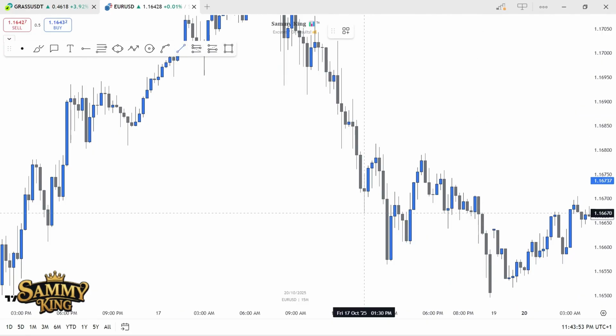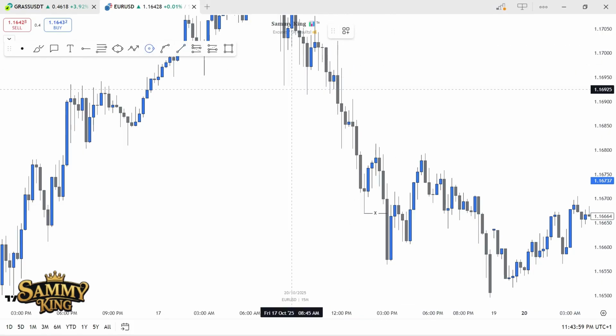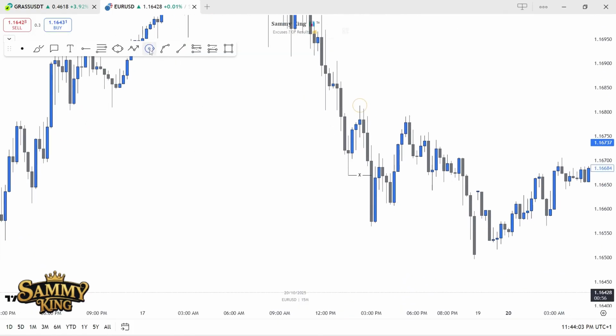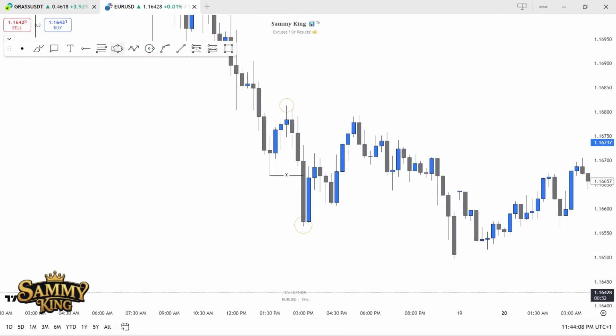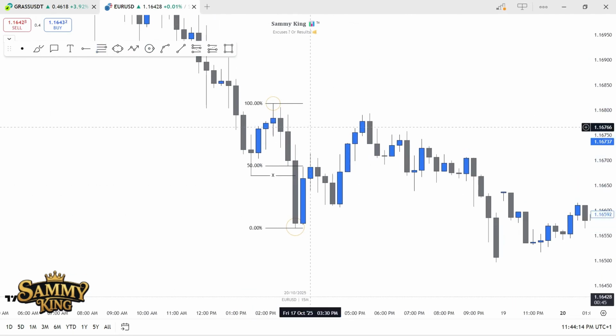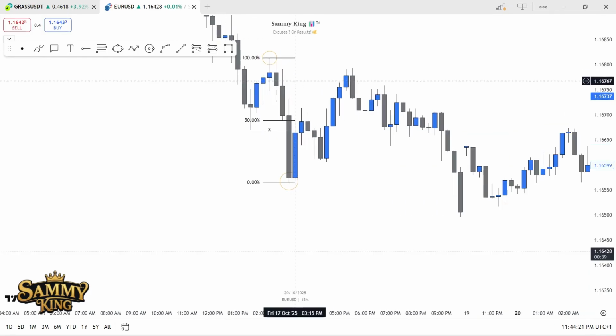Now, for this range, we have this break of structure here. Market broke to the downside, break of structure. Then we have our highest point, the swing high, and the lowest point, the swing low. Now, let's just mark our premium and discount all over again from the top to the bottom. We expect price to come back into this premium zone because we are bearish.